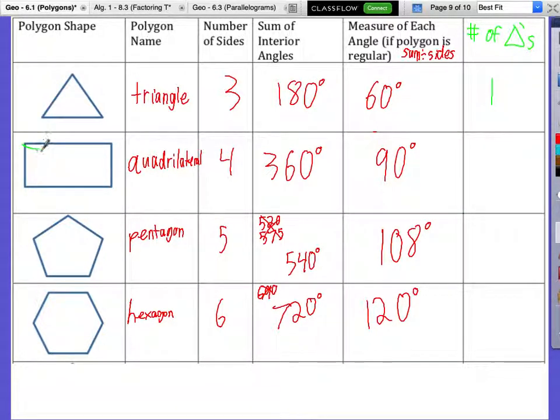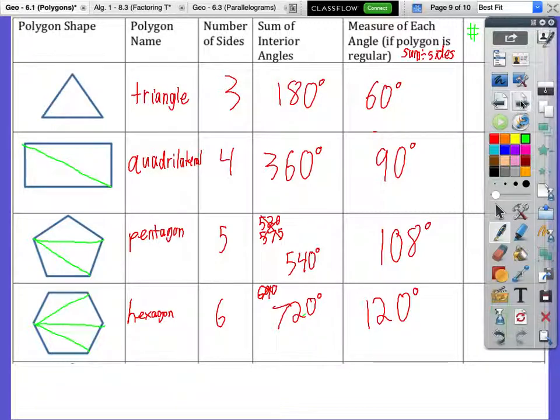Now, if we make one diagonal here, only going from one point, how many triangles do we have here? 2. Well, if each triangle is 180 degrees, then 2 triangles would be 360 degrees. And if we go from one point only and draw diagonals, how many triangles do we have here? 3. And so you do 3 times 180, which would be 540. If we go in the hexagon, draw all the diagonals from one point, how many triangles do you have? 4. And if we do 4 times 180, we'll get 720.